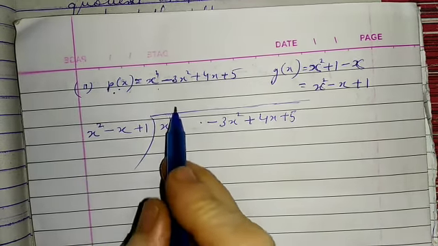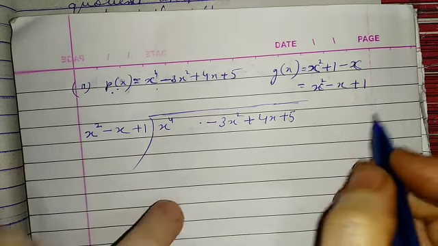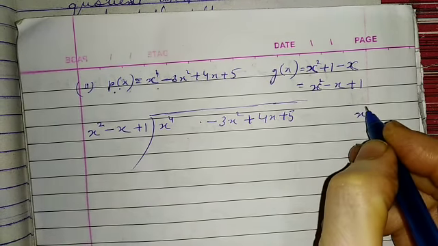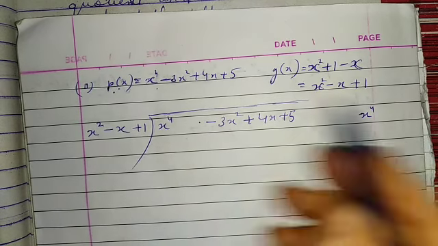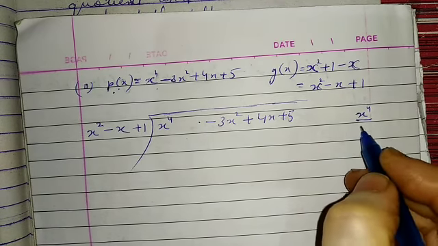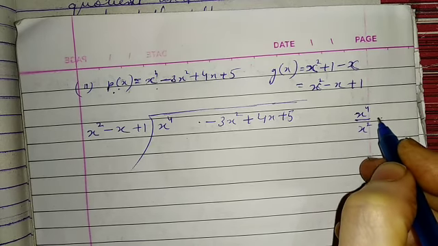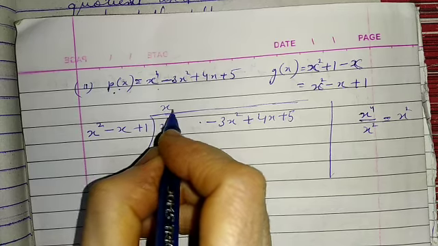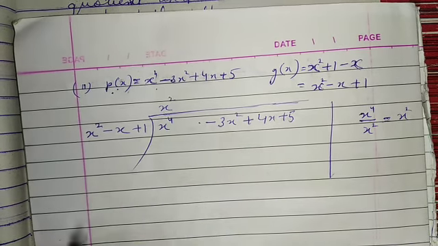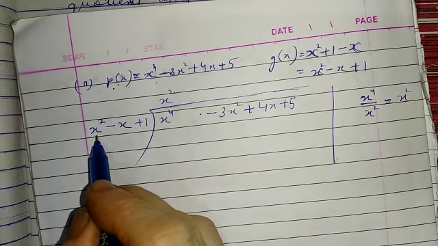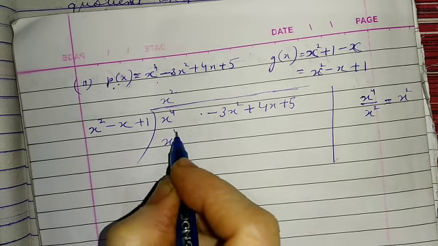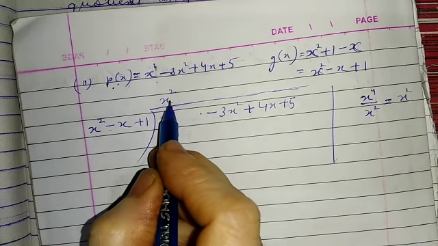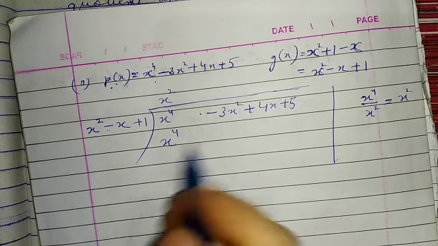To find the first term of the quotient, we have to divide the highest power of the dividend, that is x to the power 4, by the highest power of the divisor, that is x square. If you divide it, you will get x square. So the first term of the quotient will be x square. Now x square into x square is x to the power 4.